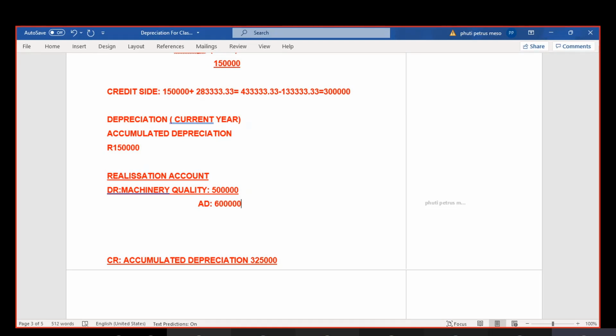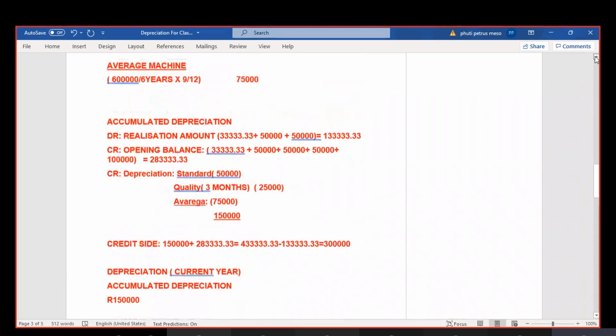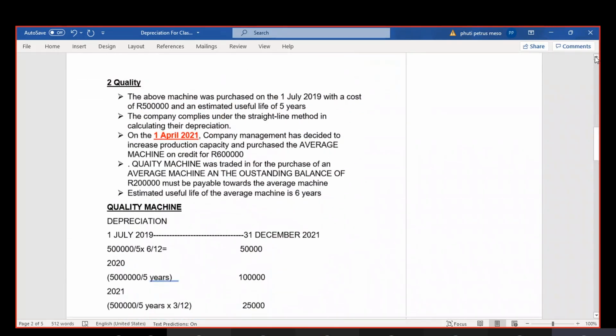Okay, I had 600,000 rand here, as you said. Accumulated depreciation of 325. You were saying something again? That 325 was as at the 1st of April. Then the amount that was added to our liability was 200,000, if I'm not mistaken. Can you go to the description? Yes, it's 200,000 rand. It's an outstanding figure. Okay, so if only 200,000 was payable, then 600 minus 200 should be what we achieved on a trade-in for the quality machine, which is 400,000.